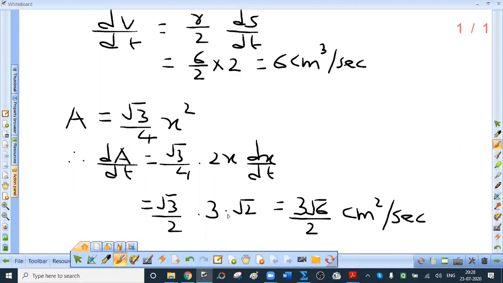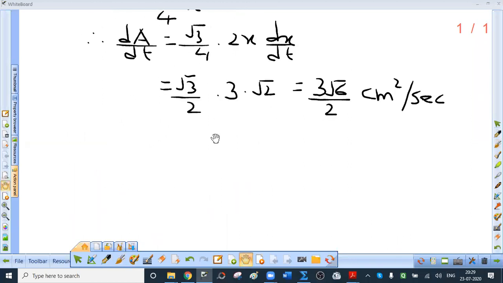You could have written this as, this is root 2 root 2, 1 root 2 gets cancelled, so you could have written this as 3 into root of 3 by 2. Same thing. But it is better that we write answer with rational denominator. So 3 root 6 upon 2 centimeter square per second. Now sum number 8.